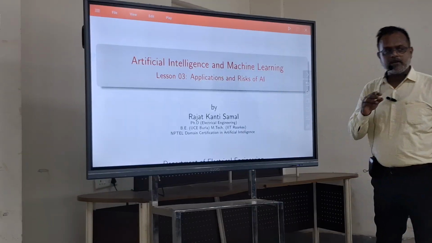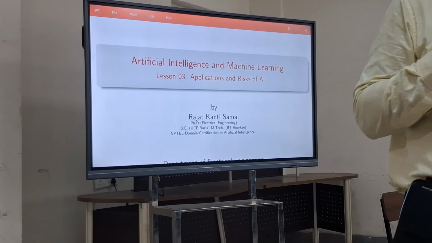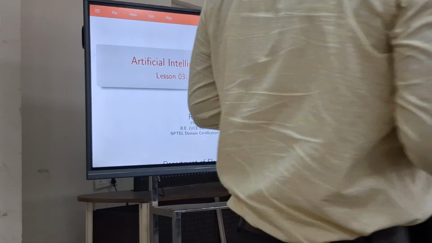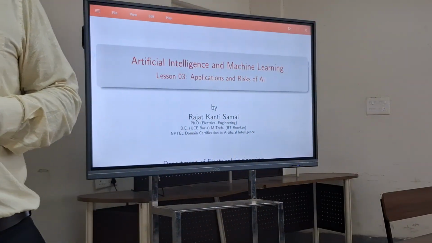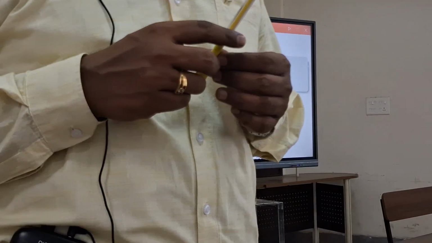So today's topic you can mention in your content page. Today's date, 24th July, and topic is applications, and I write either ethics or I write risk. Okay. So application and risks of AI. Okay.